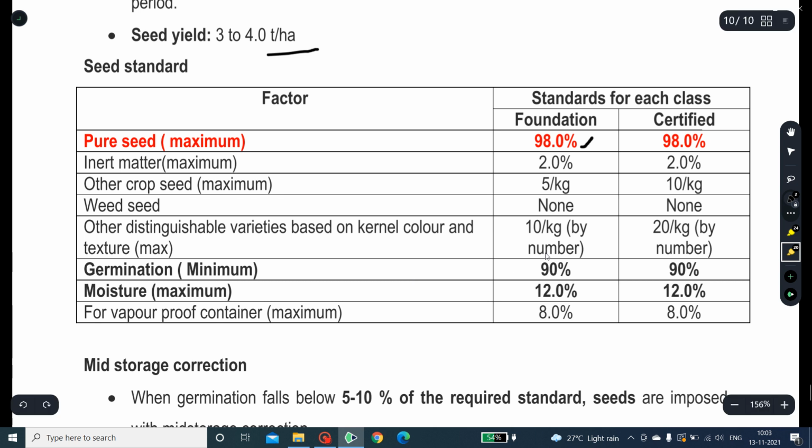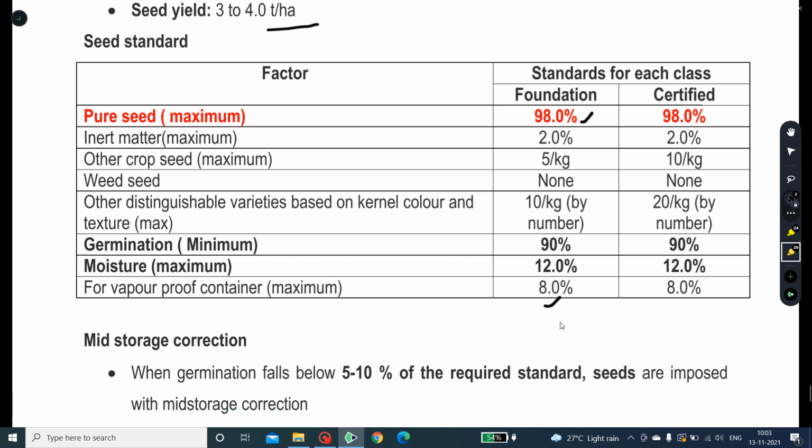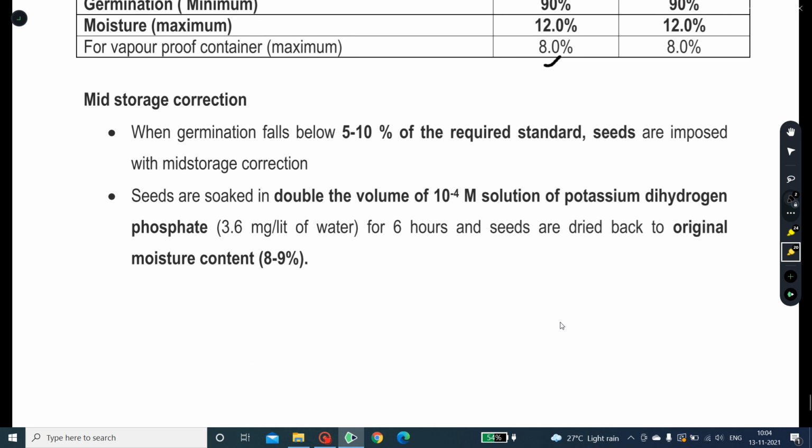And the germination percentage for varieties in maize is 90%, and the moisture content for seed storage is 12%, and for vapor-proof containers it is dried to a moisture content of 8%. The mid-storage corrections are as follows.